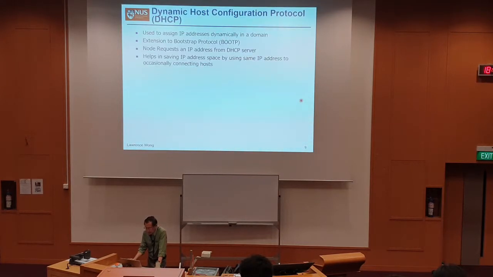Okay. The next is DHCP. You probably have heard of this. If you have a wireless router, you know it as DHCP. It gives you an address, okay, and you manage that address so that you don't need many public IP addresses. Okay, that's what DHCP does. So it's used to assign IP addresses dynamically in a domain. It is an extension of this particular protocol called the bootstrap protocol. Usually the bootstrap protocol is encoded into the firmware of the router. Okay. Then the node requests an IP address from the DHCP server, and this protocol helps in saving IP address space. All right. So typically in your Wi-Fi router, you will have this.